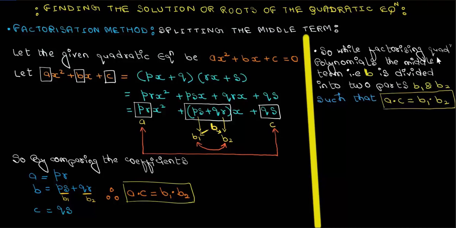So while factorizing quadratic polynomials, the middle term, that is b, is divided into two parts, b1 and b2, such that a into c equal to b1 into b2.